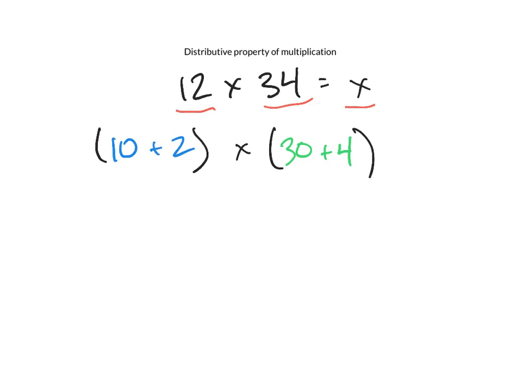Excellent. So step 2 is we're going to multiply what I like to call the front to front. Now, this is the way I like to call it just because it makes sense to me. This is my front, that's my back. That's my front, that's my back. Because when I look at the parentheses, I look at this 10 being at the front of the parentheses.